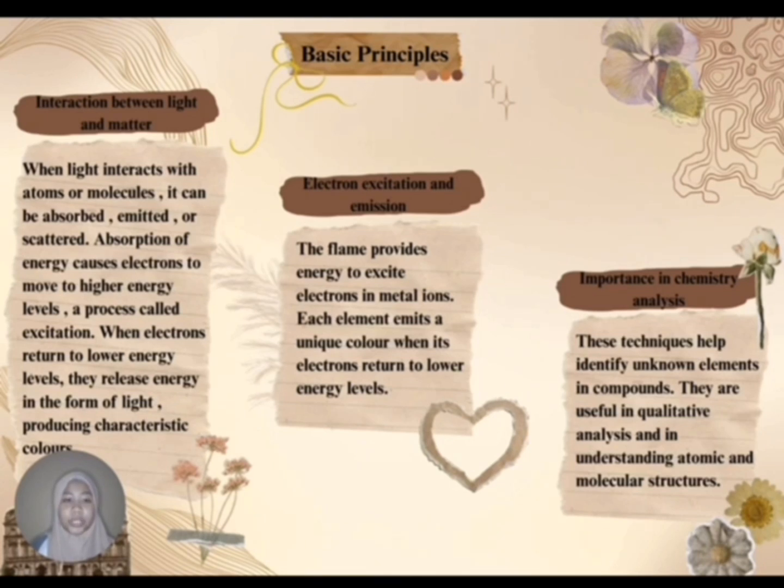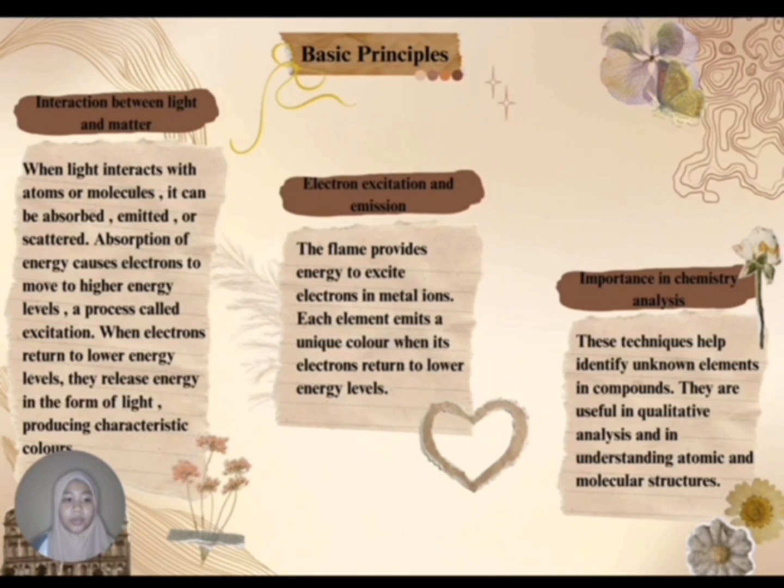Next page is about basic principle. In basic principle, we have to learn about interaction between light and metal, electron excitation and emission, and why spectroscopy and flame tests are important in chemistry analysis. First thing first is interaction between light and metal.